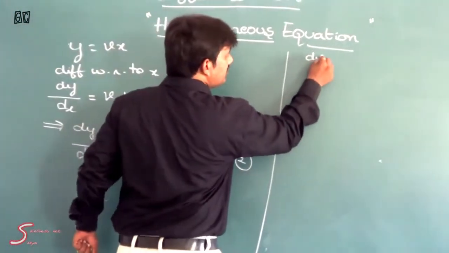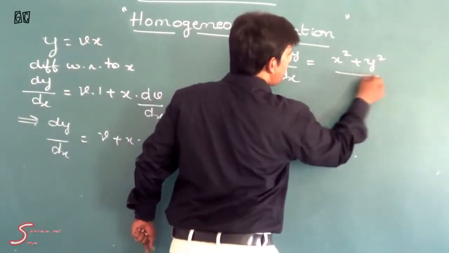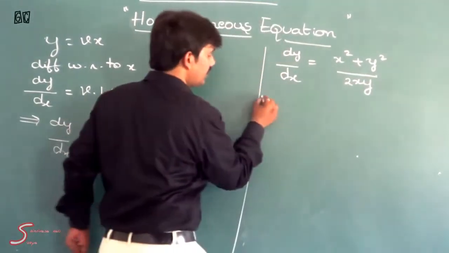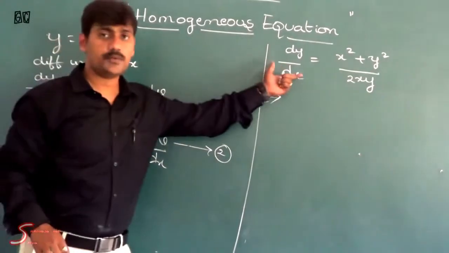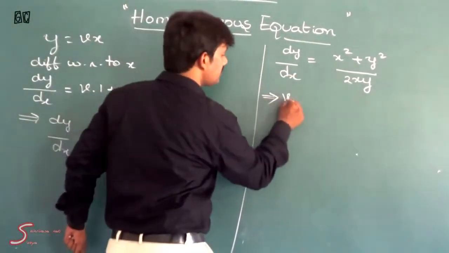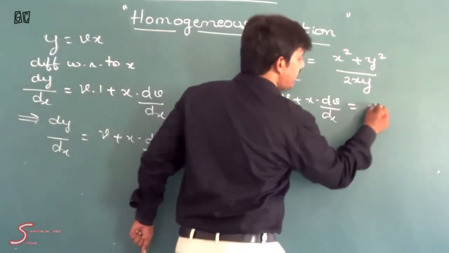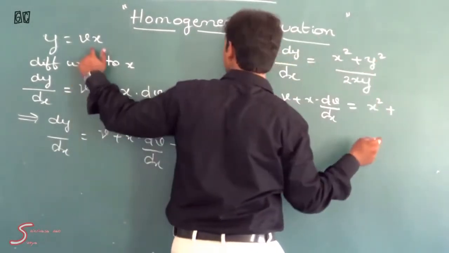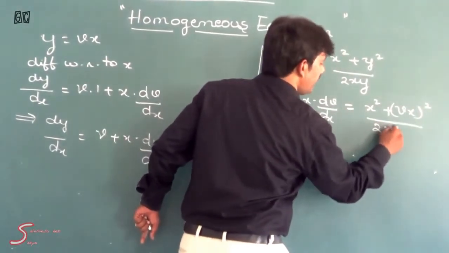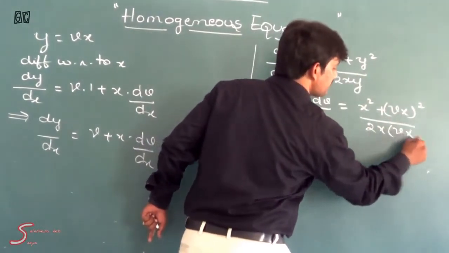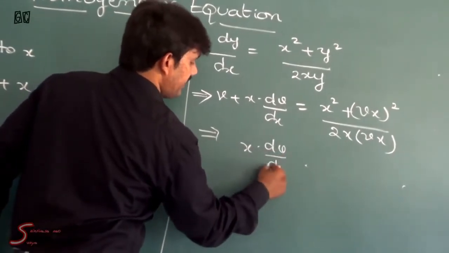What is equation 1? dy by dx equal to (x square plus y square) by 2xy. Now I am going to substitute all the values in this. So the value for dy by dx is v plus x into dv by dx, that equals x square plus, what is y? y is vx. So I get (vx) whole square by 2x into, what is y? I get vx. Which implies x into dv by dx.